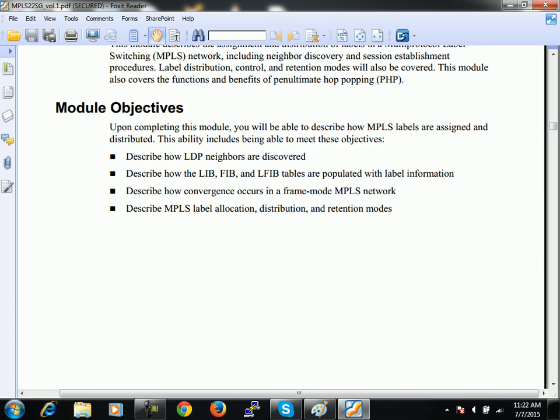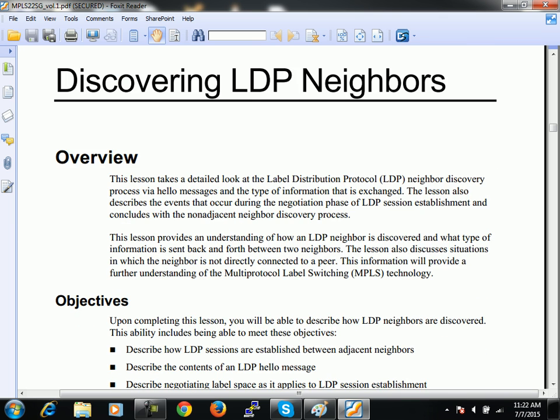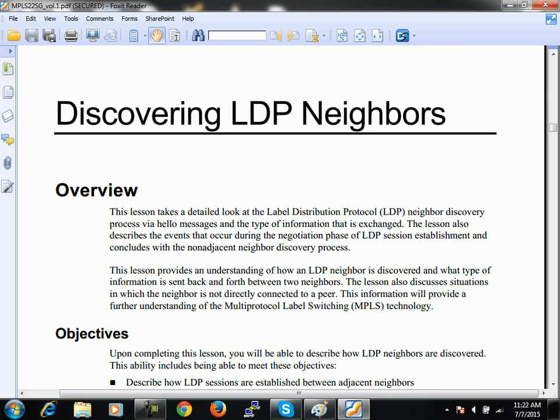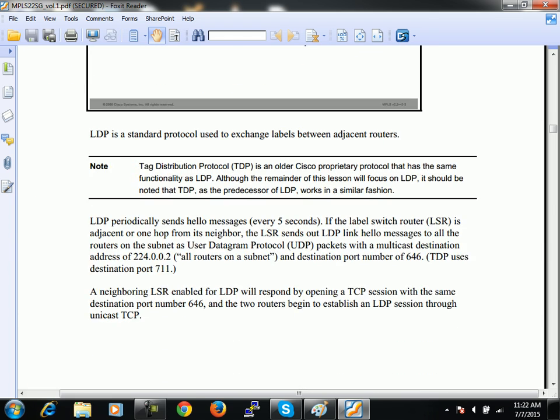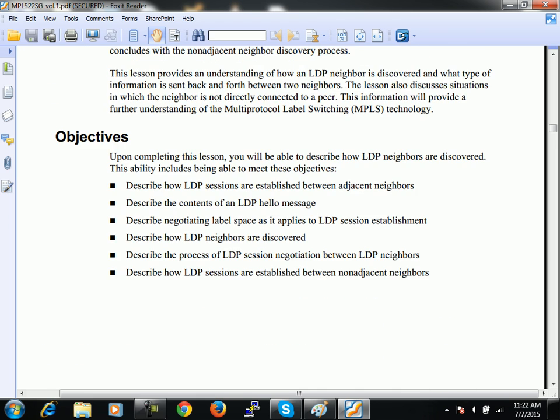Label assignment and distribution. We will be talking about LDP only, Label Distribution Protocol. However, apart from that, you also have TDP. Now, how does LDP actually work?